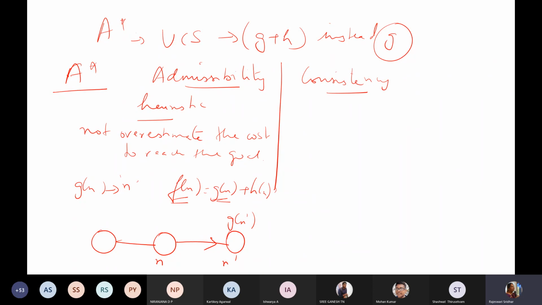The second scenario is basically called consistency. This is a stronger condition. This is also called monotonicity. This is typically applicable and it is required for A star where it is used in a graph search algorithm, not for tree search.